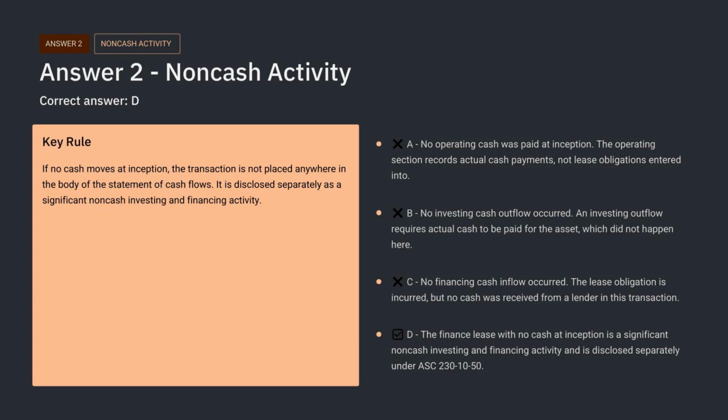Option D is correct because a finance lease with no cash paid at inception is a significant non-cash investing and financing activity. It affects the balance sheet and matters to users, but it stays outside the cash flow statement body. Non-cash is not invisible, it is separately disclosed.